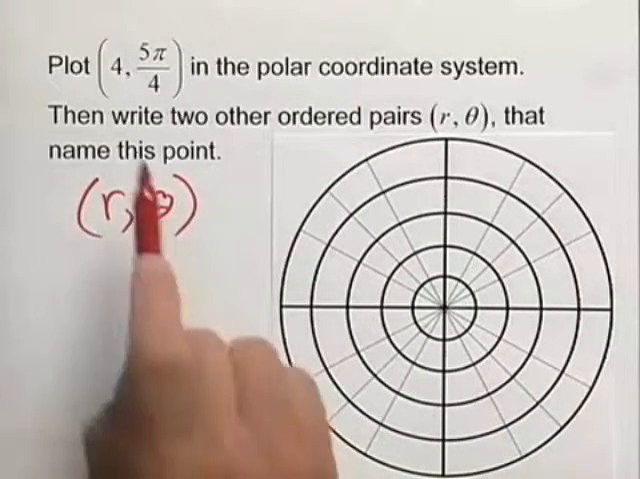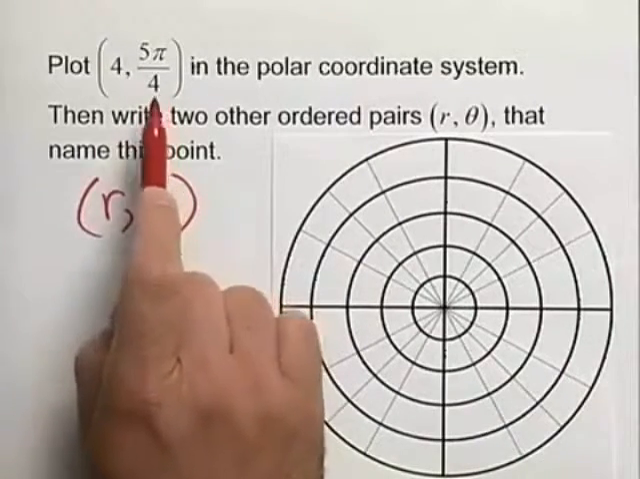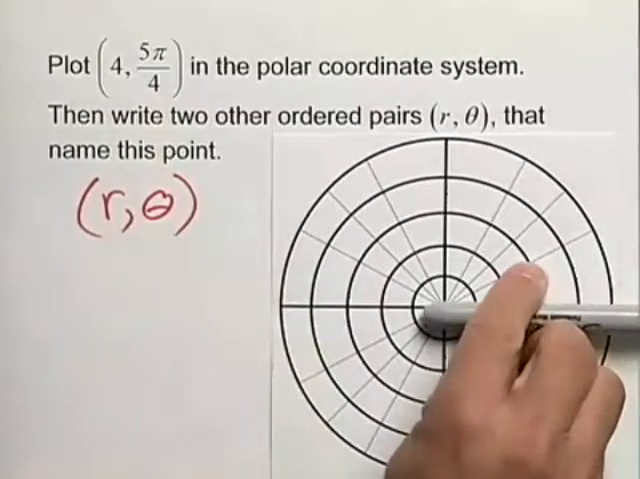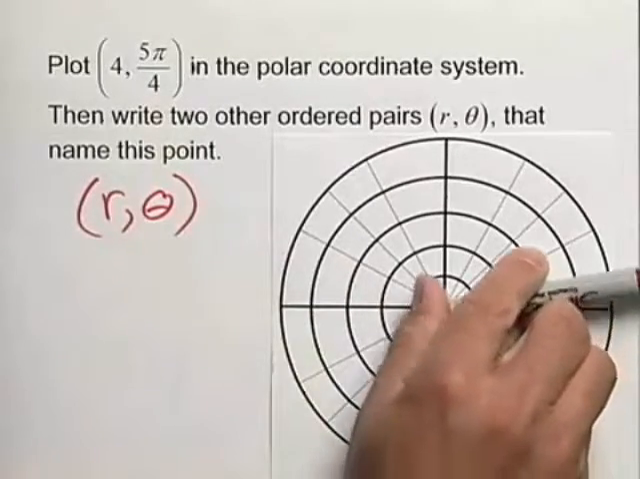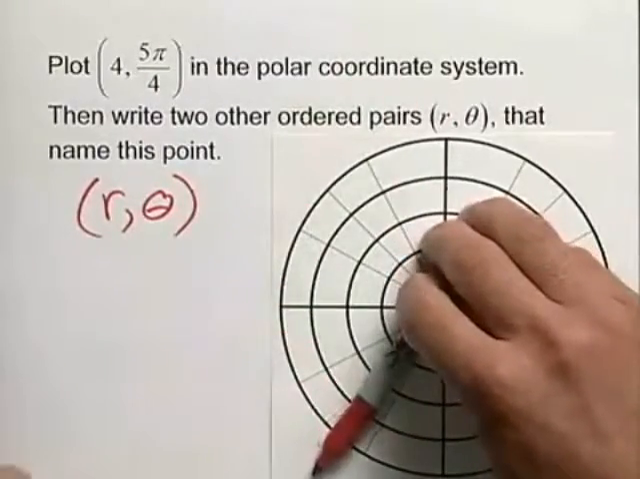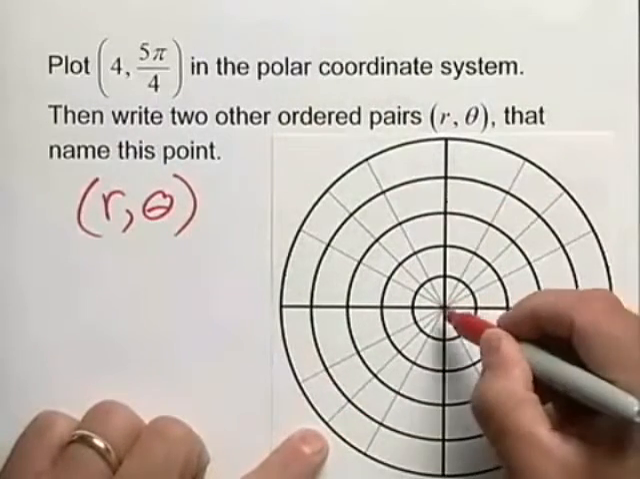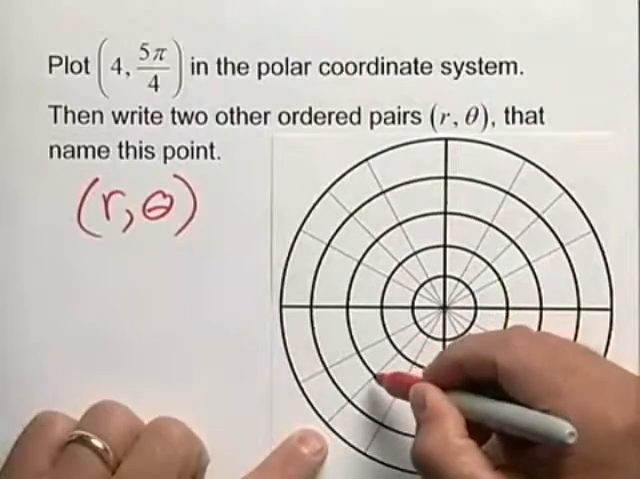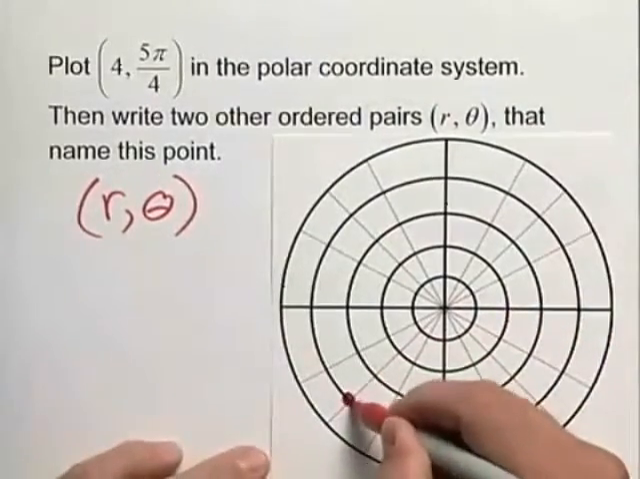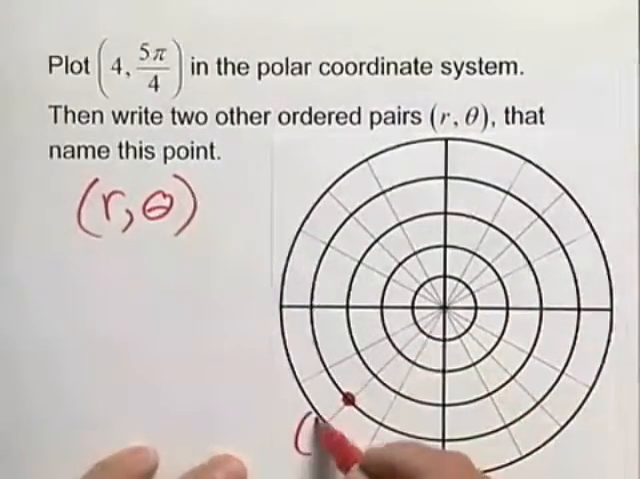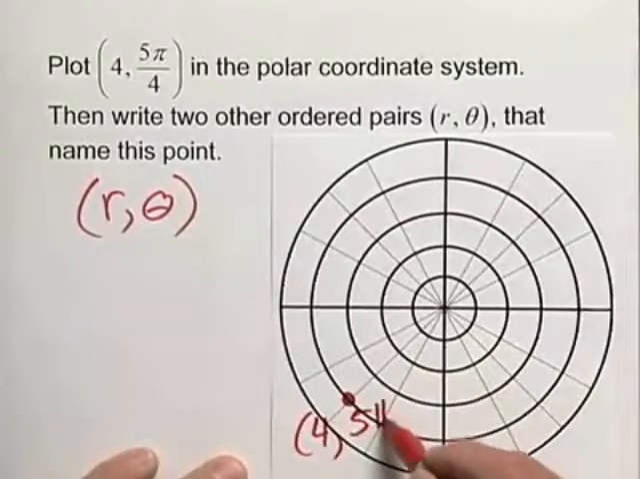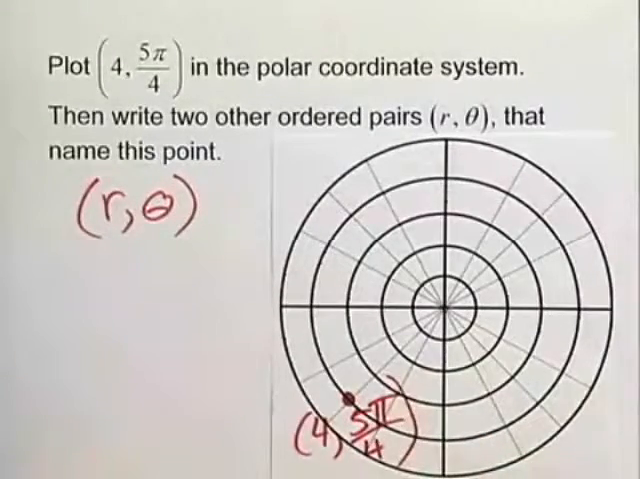For our purposes, in order to graph this point, it's almost better to start with the angle. We're going to start with our standard position. We're going to go 5π/4 radians over into the third quadrant here. Now what we can do is start from the pole and move out 1, 2, 3, 4 units. So we have our point right here, which is (4, 5π/4) radians. So that is our point plotted.